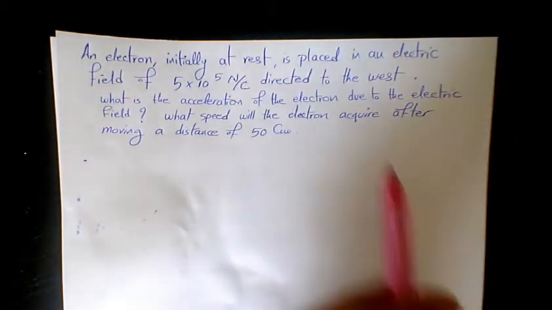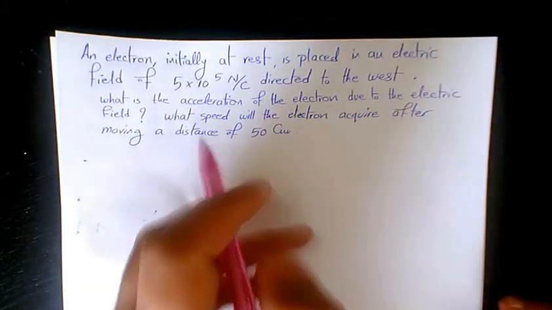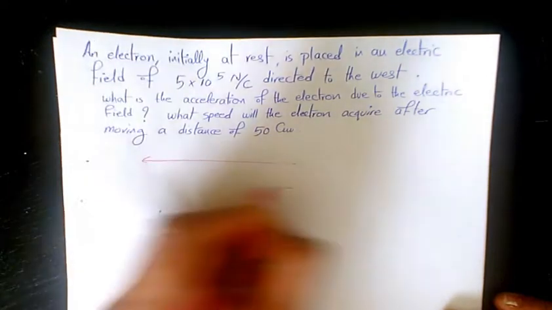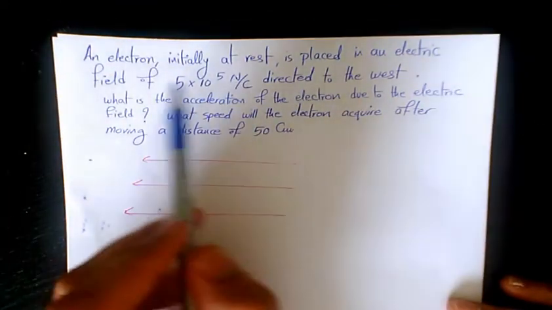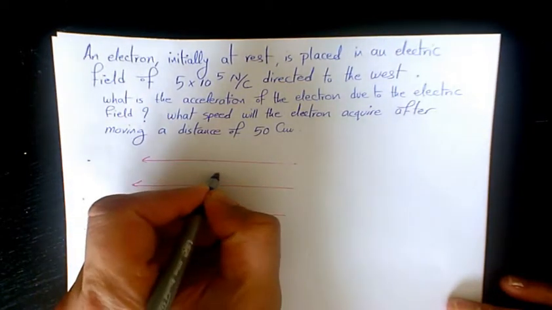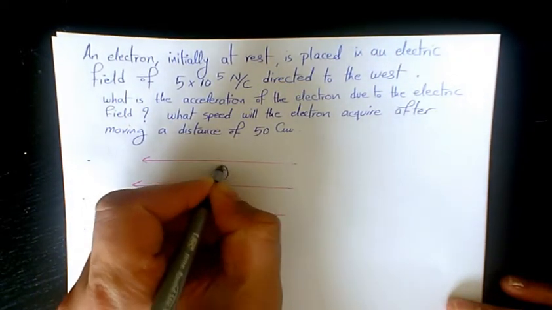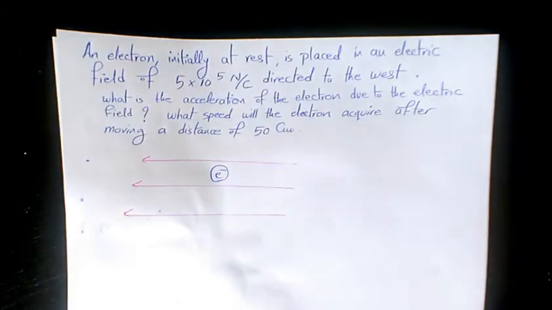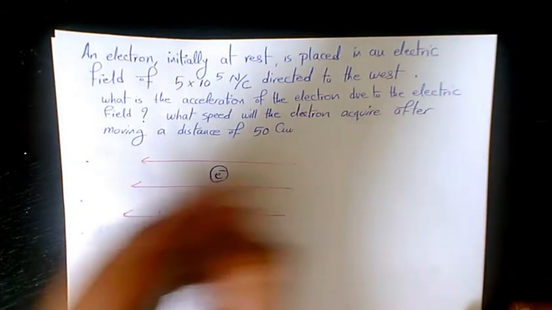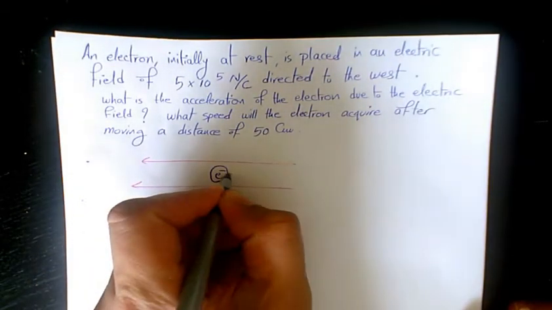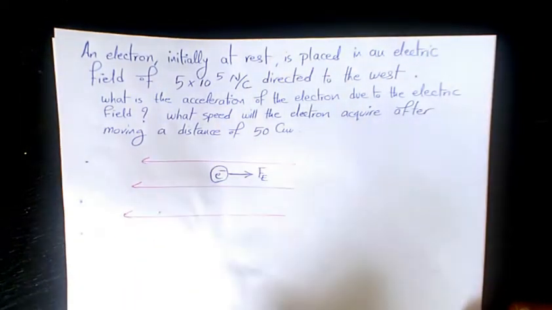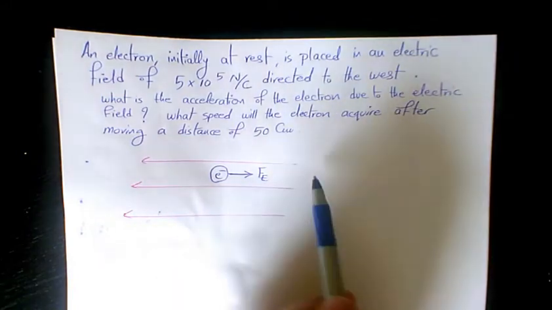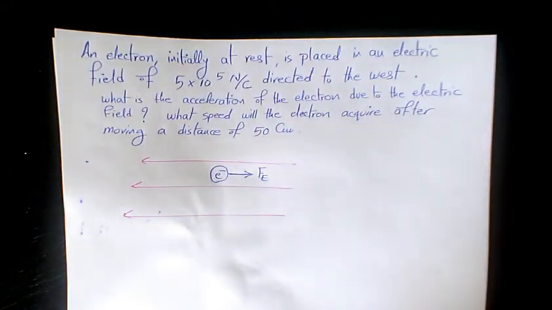So it says the electric field is directed toward the west. So we have an electric field like that, and an electron is placed in this field. It means that due to this electric field, this electron experiences a force to the right, because it's going to be opposite to the direction of the electric field.